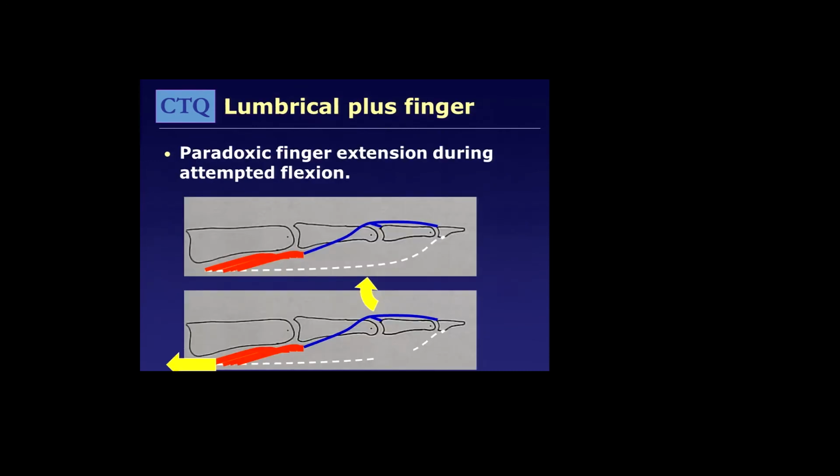Lumbrical plus finger is paradoxic extension of the finger with attempted flexion. The picture shows you the anatomy of the lumbrical. The lumbrical muscle belly originates from the profundus tendon and then goes to attach to the dorsal aspect of the IP joints to provide extension. If there's discontinuity of the flexor tendon and the patient attempts to flex the finger, the muscle belly and the tendon stump will pull the origin of the lumbrical more proximally, thereby affecting extension at the PIP and DIP joints, and that is what gives you the paradoxic extension of the finger with attempted flexion.